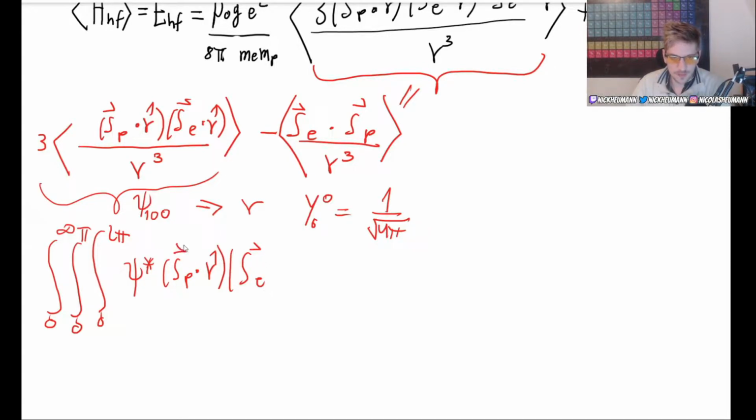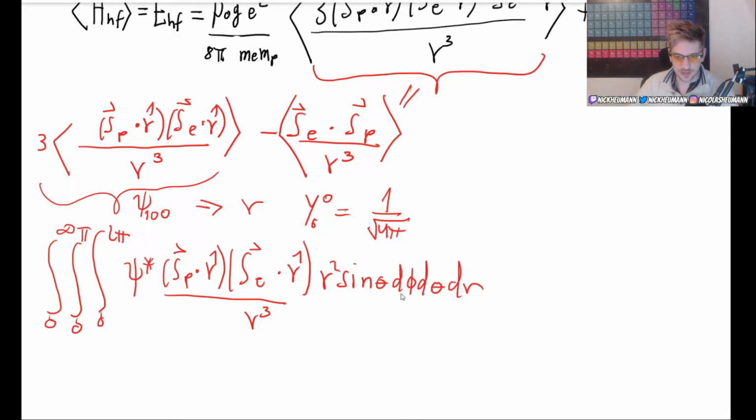S_e dot r hat, and divided by r cubed times now r squared, because we are integrating in spherical coordinates, sine of theta, this is phi, so the d phi, the d theta, the dr. So that is what we want to integrate.